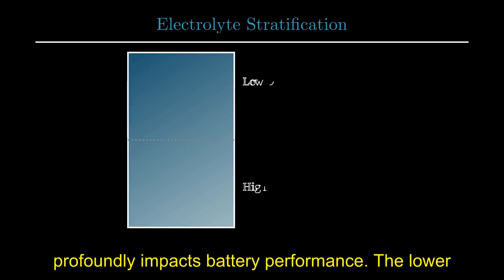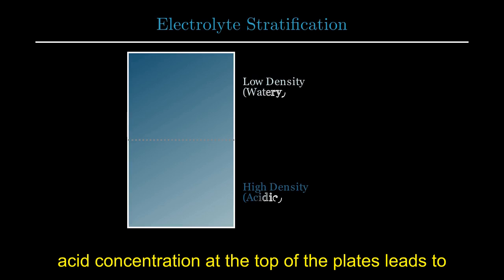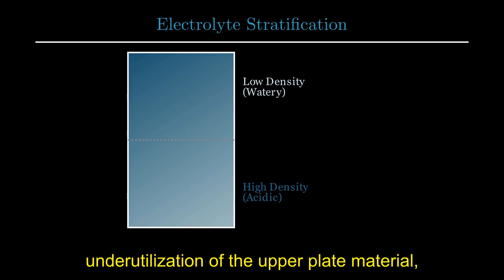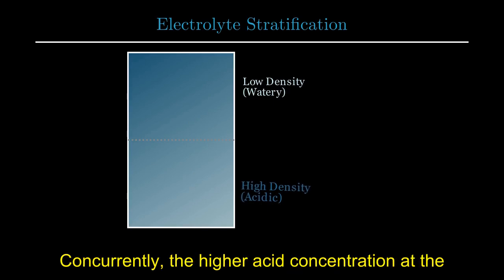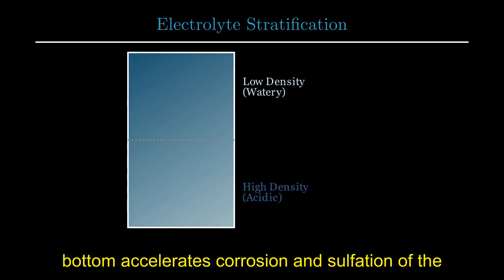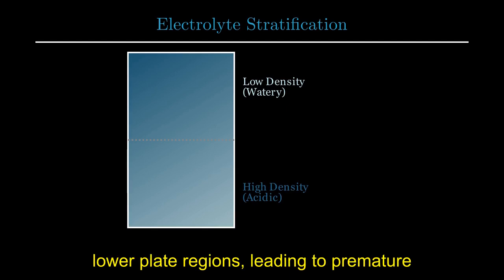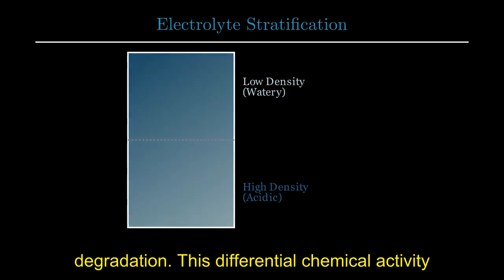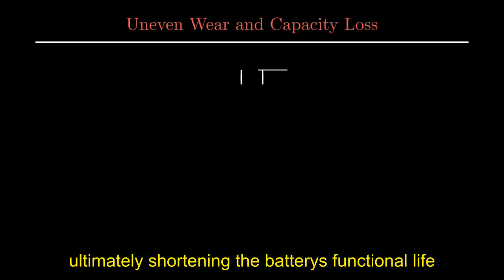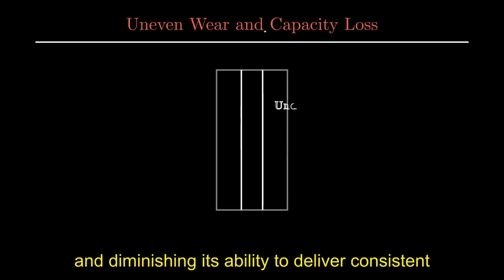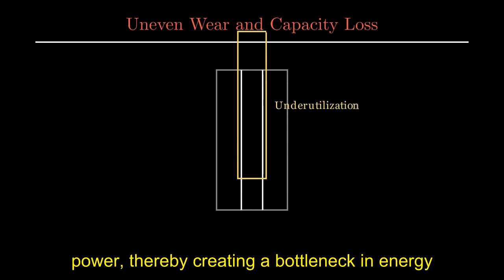Electrolyte stratification profoundly impacts battery performance. The lower acid concentration at the top of the plates leads to underutilization of the upper plate material, effectively reducing the battery's active capacity. Concurrently, the higher acid concentration at the bottom accelerates corrosion and sulfation of the lower plate regions, leading to premature degradation. This differential chemical activity across the plate's surface causes uneven wear, ultimately shortening the battery's functional life and diminishing its ability to deliver consistent power, thereby creating a bottleneck in energy delivery.